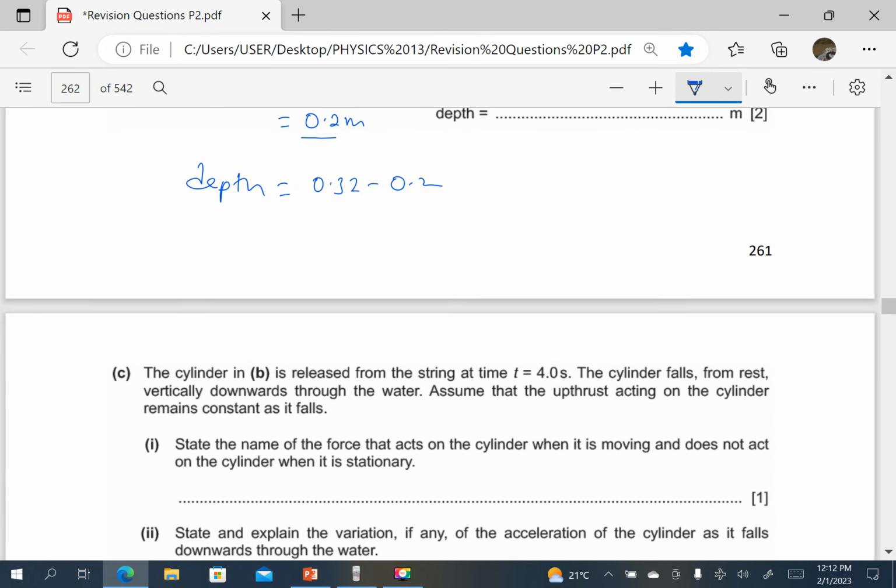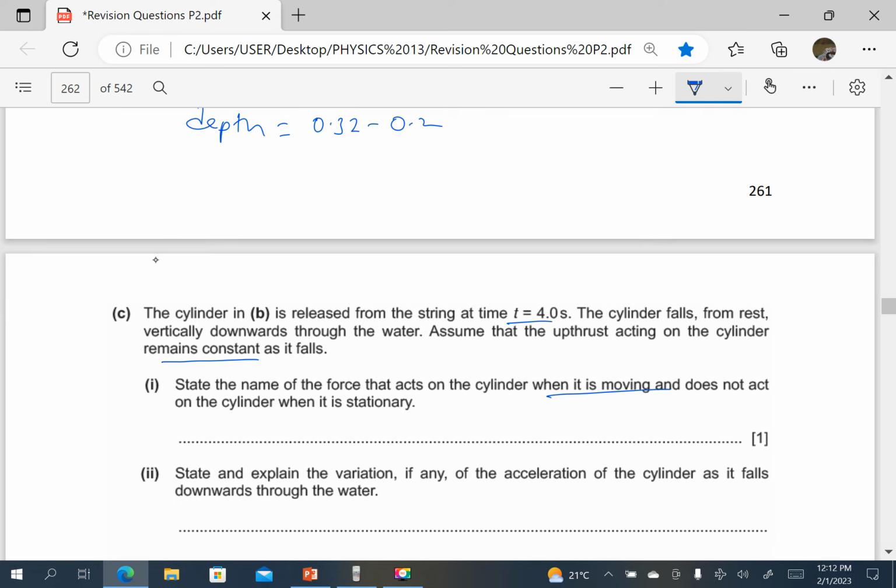The cylinder in B is released from the string at t equals 4 seconds. The cylinder falls from rest vertically downwards through the water. Assume that the upthrust acting on the cylinder remains constant as it falls. State the name of the force that acts on the cylinder when it is moving, that is friction, and does not act on the cylinder when it is stationary. In a fluid we call it the viscous drag or viscous force.